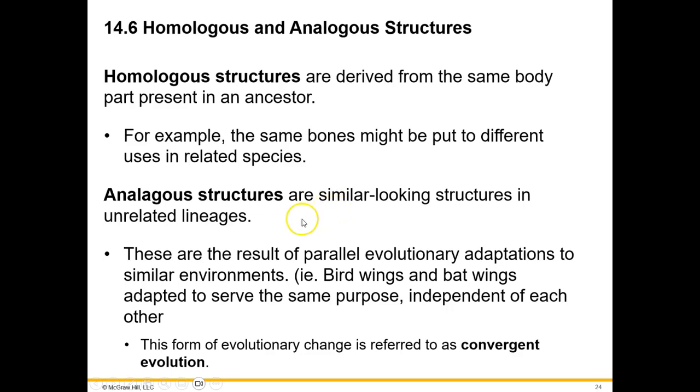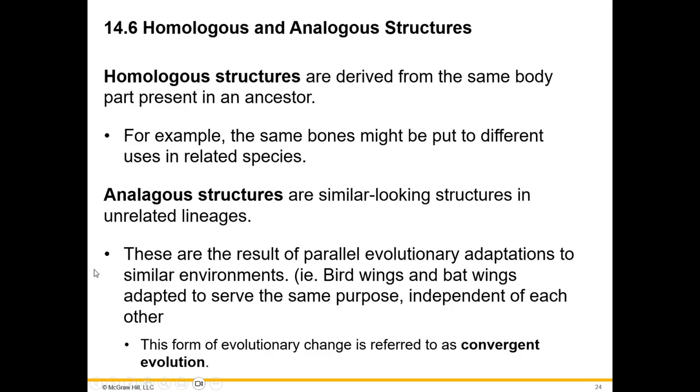Analogous structures are structures that look similar, but actually have unrelated lineages. So these structures are actually the result of parallel evolutionary adaptations. And that makes sense. So we've got different organisms existing in different parts of the world, but the environments are similar, and similar enough that they're pushing for natural selection towards the same kinds of evolution at the same time, or at different times.